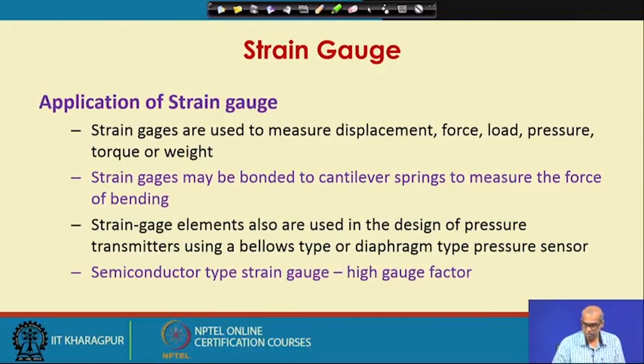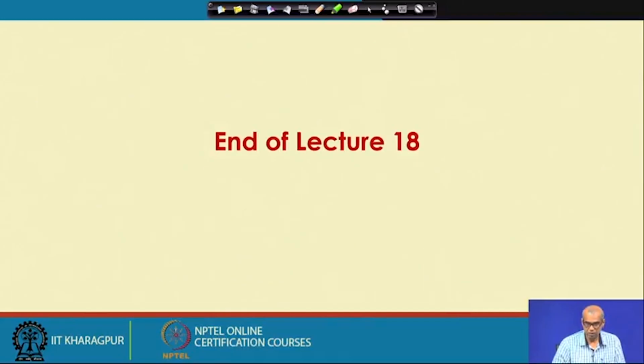Semiconductor type strain gauges have very high gauge factor, but sensitivity to change in temperature and nonlinearity are disadvantages. So, we stop our lecture 18 here.